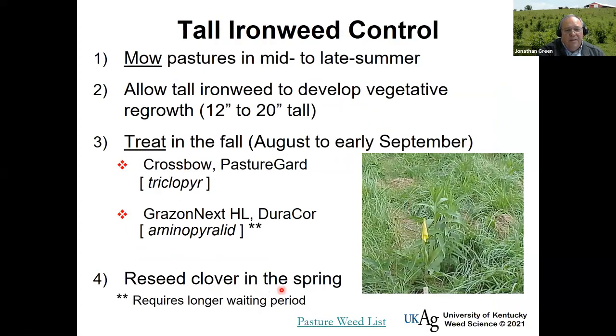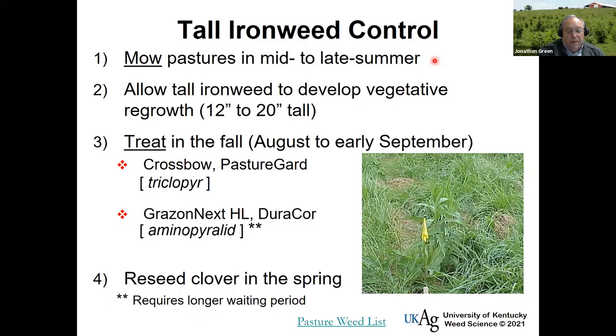And to kind of summarize this quickly, this is kind of my control protocol, if you will. And this is based upon a number of different studies I've done over the last 20 years on tall ironweed. And I showed you some data a little bit earlier in the field that had tall ironweed. And this is what we did. We came in and mowed those pastures in mid to late summer, basically July, if I had to put a month on it. We're going to let that first flush of tall ironweed come up.